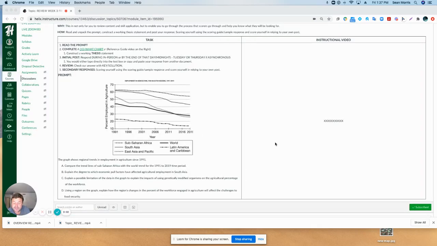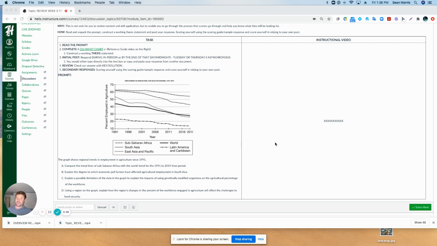So we have graphic stimulus in this one, looking at employment in agriculture among different regions over time, right? And automatically you're looking at this and you're thinking, okay, so there's a trend, right? It's decreasing. So think to yourself, employment in agriculture is decreasing. Okay, that can make sense, right? We know that in the United States, very few of us are engaged in agriculture. So what could be some reasons for that?